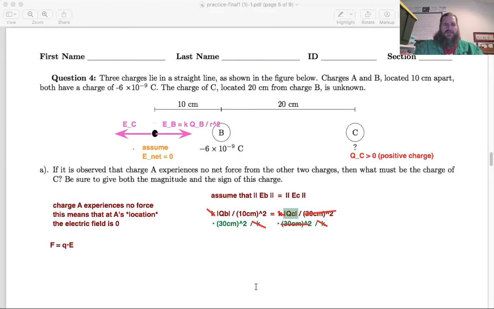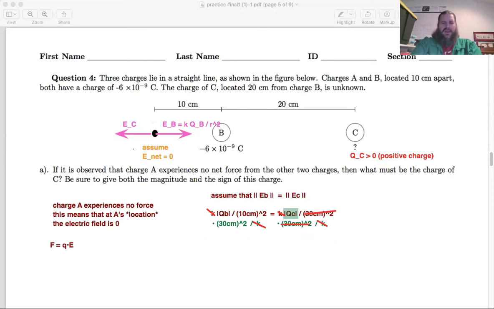So it looks like all that's left is absolute value of charge C equals absolute value of charge B times 30 centimeters squared. And we still have divided by 10 centimeters squared. And when we divide those, what's going to happen? Is that 9? Yeah, that's just going to be 9. Because 30 over 10 is 3, squared is 9.